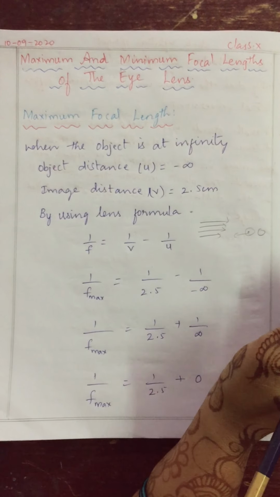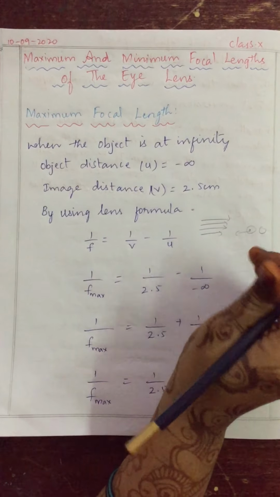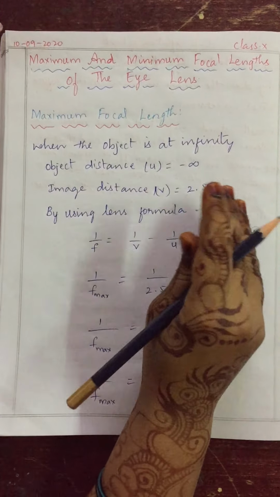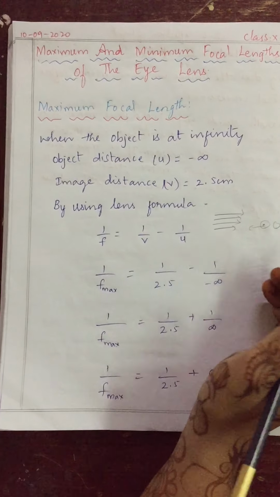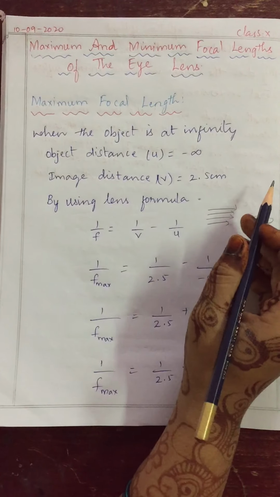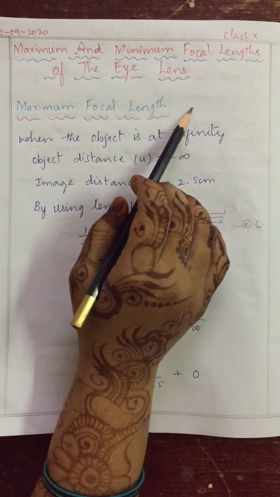Because in previous class we have learned that if the object is very near to our eye also we can't see objects, the letters or objects will be blurred to our eyes. So in today's class we will see how ciliary muscles adjust the focal length of the eye lens. That is nothing but the maximum and minimum focal length of the eye lens.